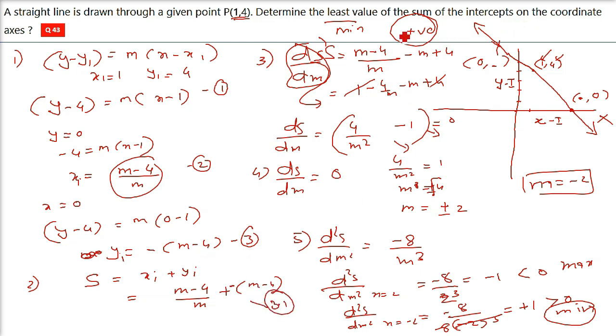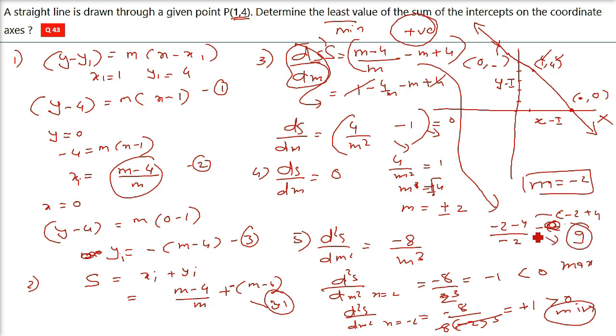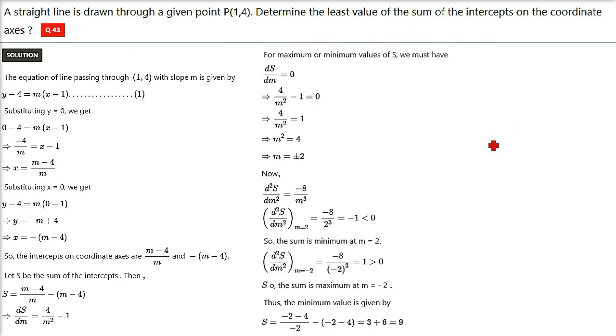Okay. This value has to be placed here. In this equation, we have to put this negative 2. Because for negative 2, we have got this greater than 0, which is minimum, right? That's why negative 2 is what is to be placed in the original equation. And this equation gives you 9. So what is the answer? This is 9. I placed it in S actually. So just try to go along with the diagram.